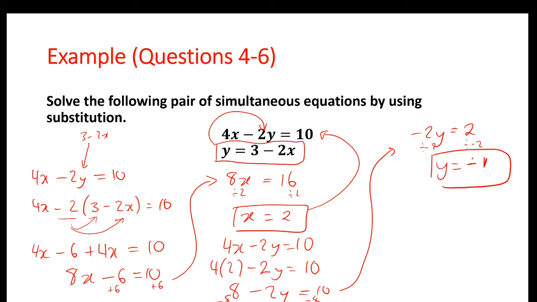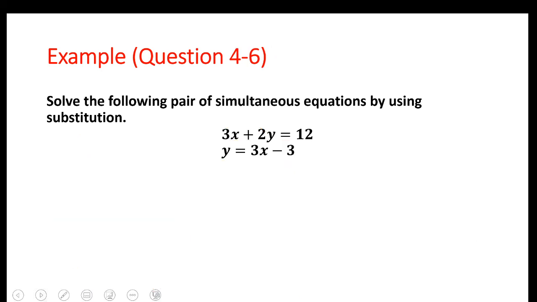That would have worked no matter which equation I put it in. If I put it in the other one, y is equal to 3 minus 2x. Well, 2 times 2 is 4, so 3 minus 4 is also -1. So it doesn't matter which one you do. Now, the last example that we're going to do before we're done. It's the same thing again with the pair.